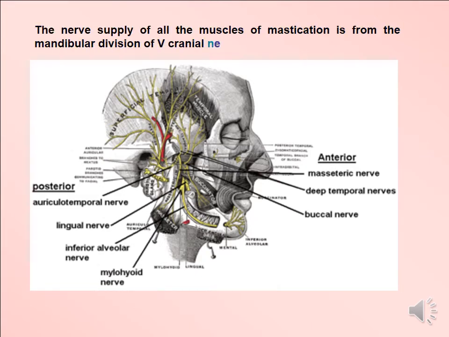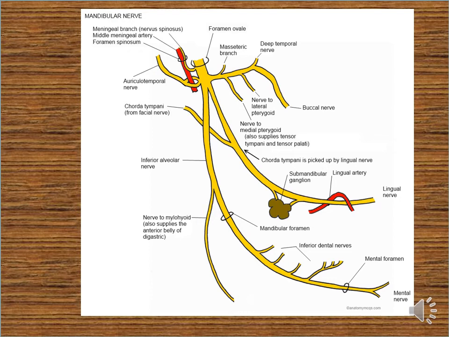The innervation of the muscles of mastication: the nerve supply of all muscles of mastication is from the mandibular division of the trigeminal nerve, which is divided into two branches, anterior branch and posterior branch. The anterior branch is mainly motor, except the long buccal nerve, which is sensory. The posterior branch is sensory, except the mylohyoid nerve that supplies the mylohyoid muscle, which is motor. This figure shows the innervation of the muscles of mastication by the mandibular division of the trigeminal nerve.